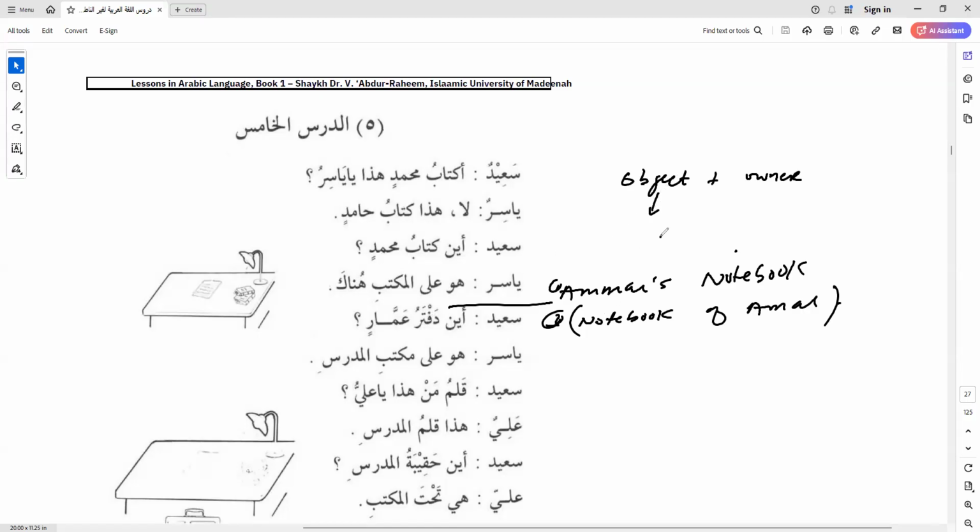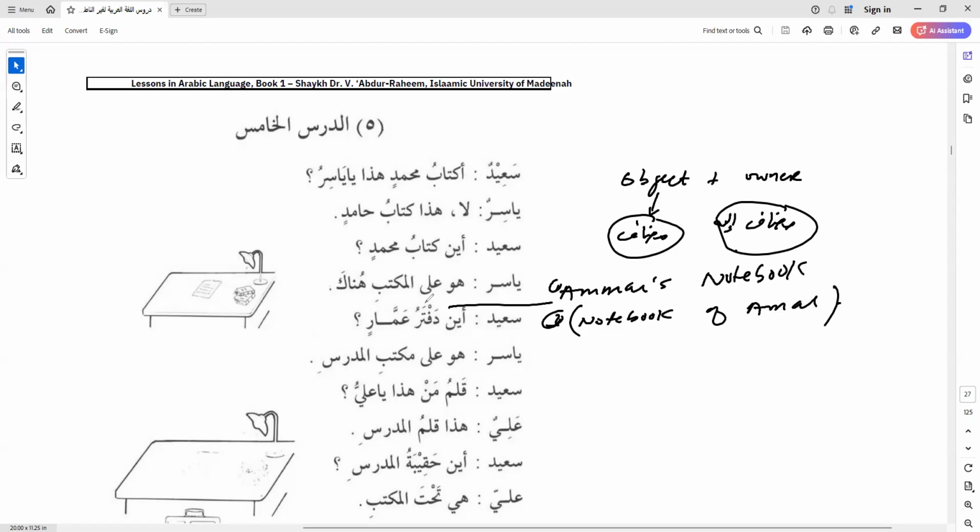And later on, we're going to know that the object is called mudaf, and then the owner is mudaf ilayhi. Mudaf ilayhi. Sometimes in Arabic, the names that they give, if you want to explain it in English, it becomes so weird, right? If you want to say mudaf in English. But what you need to understand by implication is that it's basically a form of possessive.